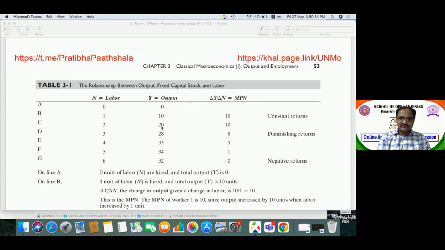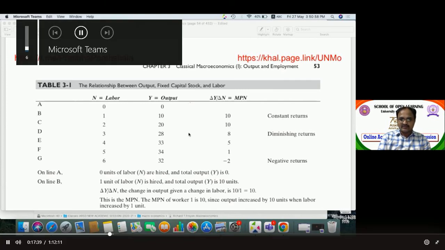And for the second labor, they can produce 20 units of output. So what is the difference? 20 minus 10, 10 only. And here there is only one labor. If we had 1 unit of labor, the change in output is 10 only. So MPN is also 10. How is it 10? 10 upon 1.